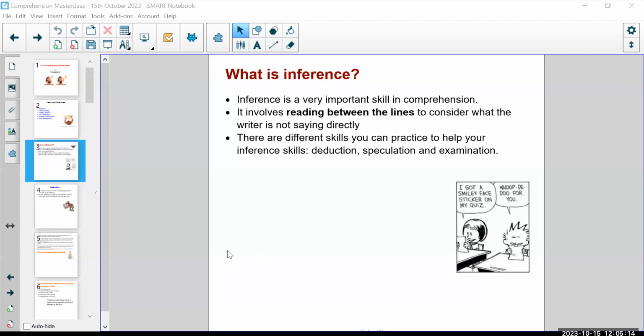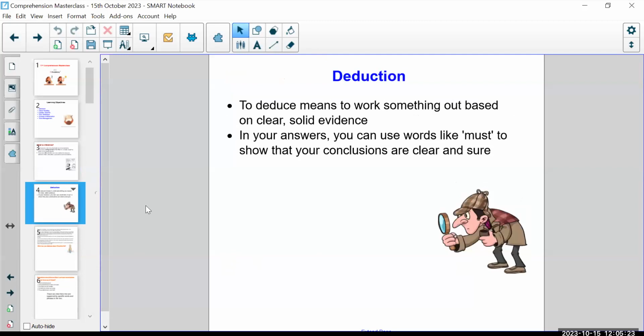Okay, so let's start by thinking about some different skills you can practice to improve your inference. The first skill that you can practice is deduction. You may be familiar with what that word means. To deduce something means to work something out based on evidence that you get given, solid evidence, right? You can see I've got a little picture of Sherlock Holmes there. This is when the information in the text is very clear. It's still being inferred because you're using evidence rather than a clear statement, but it's very obvious what the answer is.